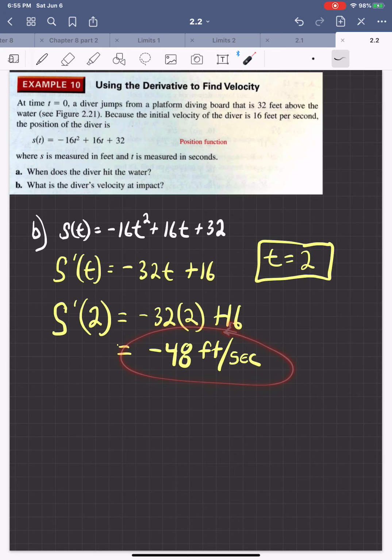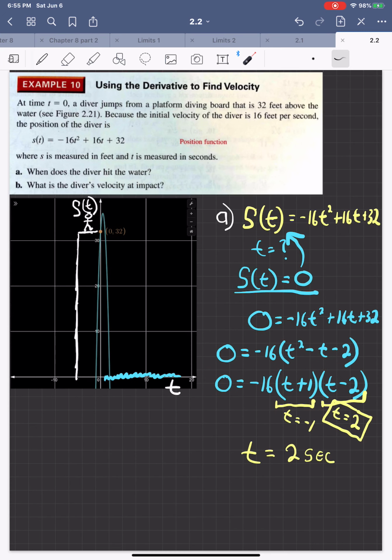All right, part C, which is just my question. At 0 seconds, the height is 32 feet. At 1 second, the height is 32 feet. Explain to me how somebody jumps at time 0, they're 32 feet in the air, and 1 second later, they're still 32 feet in the air.